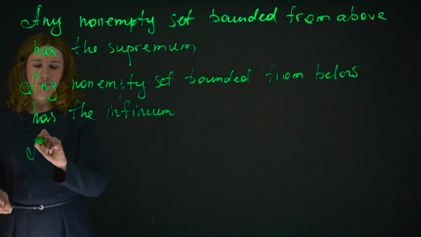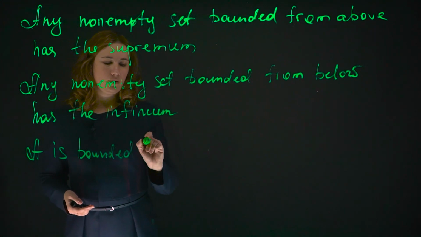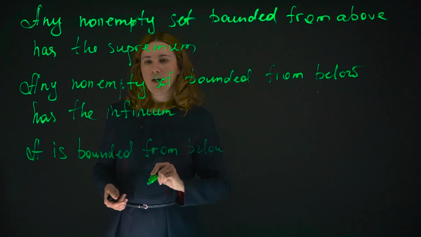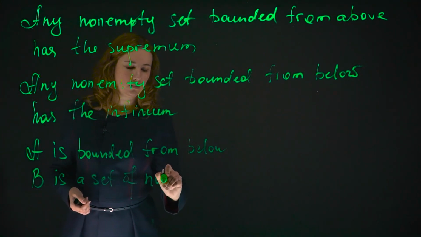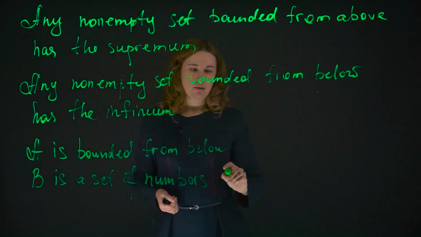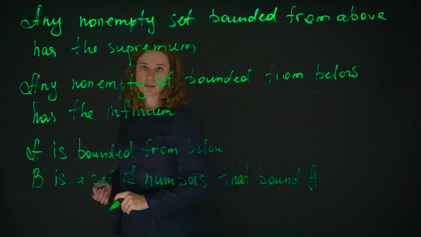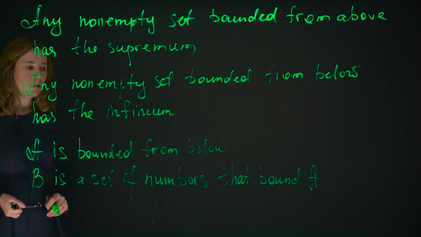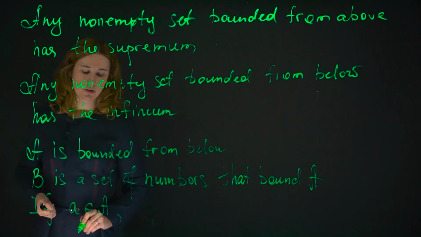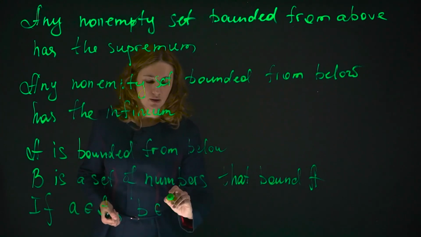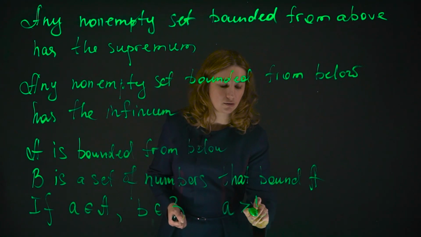So let A be bounded from below. And the set B is a set of numbers that bound our set A, capital A. Then, if A is an element of the set A, B is an element of the set B, then A is greater than or equal to B.